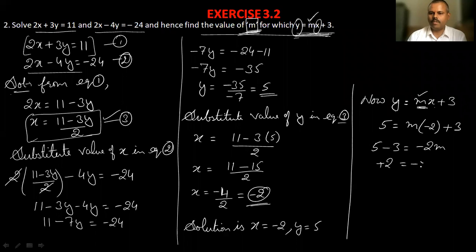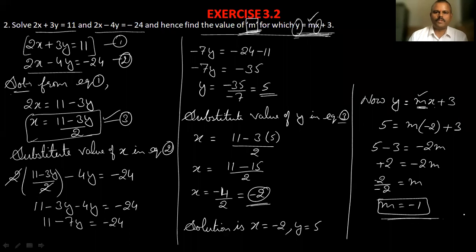It is 2 equals minus 2m. 2 upon minus 2 equals m. Then m equals minus 1. This is the value of m which you need. So this is how it is to be done.